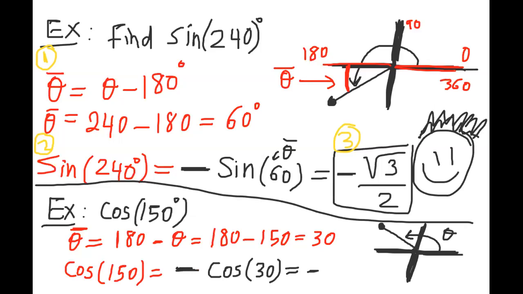Now, what's the cosine 30 from the table? Go back to the table. What is cosine 30? Square root of 3 over 2. Yes, square root of 3 over 2, and this is the final answer. And again, by using steps, this is the first step, second step, third step, the answer.